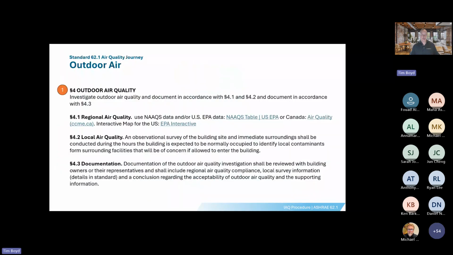So step 1 is you have to do an outdoor air quality measurement. What they ask you to do is go to the regional air quality website. So if you're doing a job in the US, you would look at what's known as the NAAQS table under the US EPA. Similarly, in Canada, where you guys are, you can look at the ccme.ca table. It's the air quality table there. What that does is that gives you what are the contaminants outdoors in your local region that you'll be bringing in. So what are the pollutants coming into your space that you have to manage for?